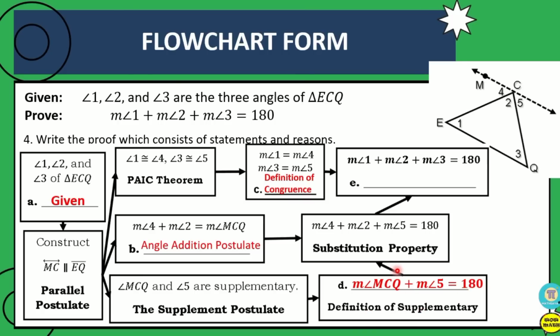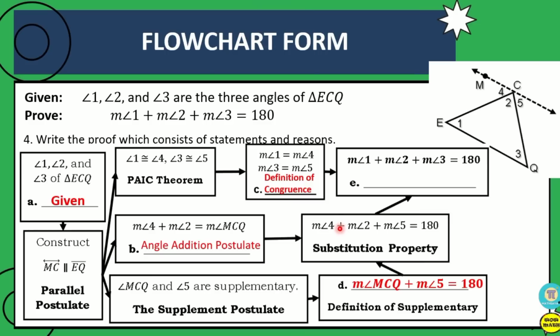Now, from here, meron ako ditong the measure of angle 4 plus the measure of angle 2 and the measure of angle 5 is equal to 180. So, from this statement, bakit siya naging ganito? Ang sabi dito, by substitution property, ano yung sinubstitute natin? Ano yung nireplace natin? Okay, balik po tayo dito. Ang naiwan lang po is yung measure of angle 5, right? Nawala si MCQ. Napalitan siya ng 4 at 2.